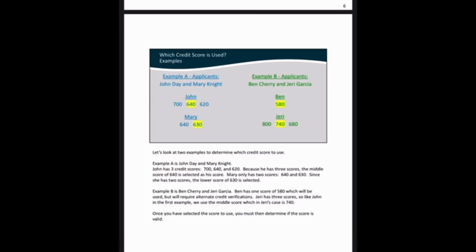Just because Jerry has 740 doesn't mean they're going to be automatically approved. They have to validate the scores, and the same with John and Mary. Just because John has a 640 doesn't mean they're going to be automatically approved, because there is another applicant, and the other Mary does not have a 640. But even if they both did have a 640, they still need to be able to validate the score with the 2 trade lines.